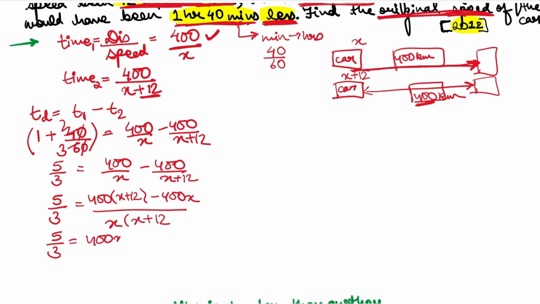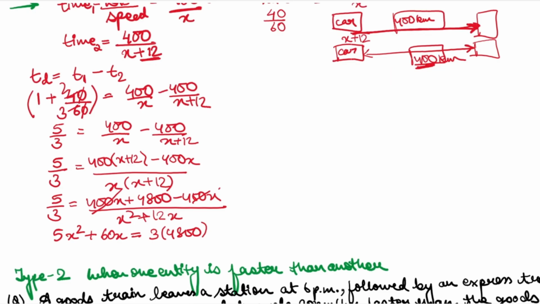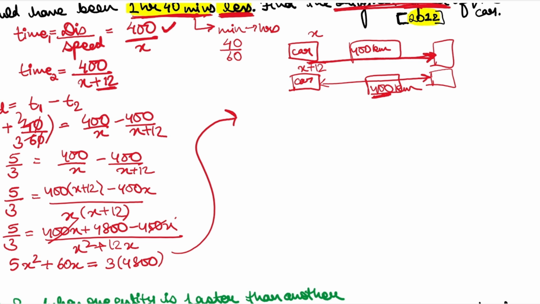That is 400 into x plus 12 was 4800, minus 400x, by x squared plus 12x. So the 400 and 400 cancel. So again we'll cross multiply. So 5 into x squared plus 12 into 5 is 60x, is equal to 3 times 4800. Clear? Now what will we do? First of all, we will bring it into the quadratic form. That is, you can write it as 5x squared plus 60x minus 3 into 4800 is equal to 0.